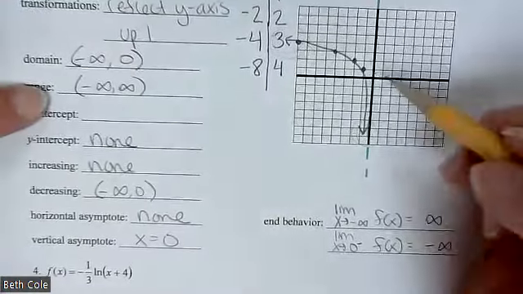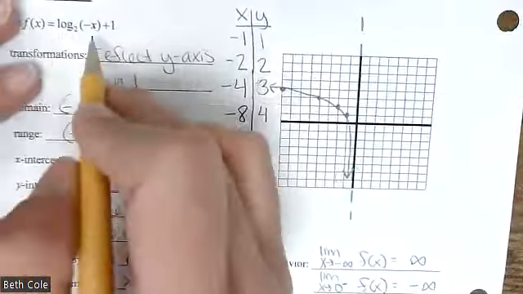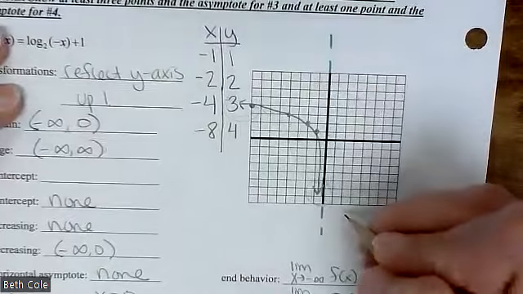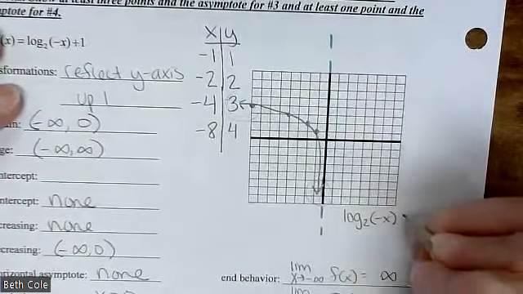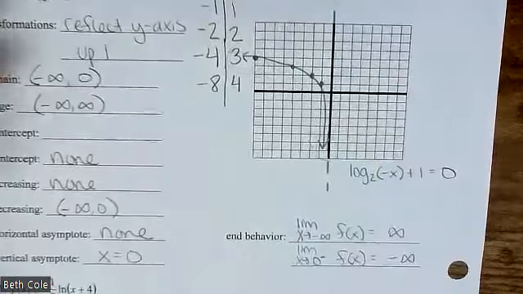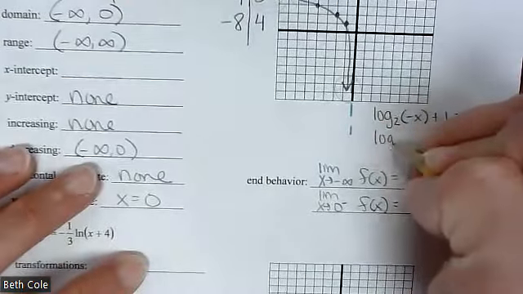All right, so the x-intercept, there is one, we just didn't find it exactly. You're going to set this whole thing equal to what? 0. All right, so it's log base 2 of negative x, plus 1, equals 0. I'm going to have to write really small to get that to fit in there. So what would you do to both sides? Yeah, subtract 1.